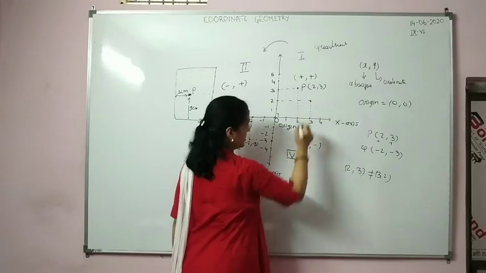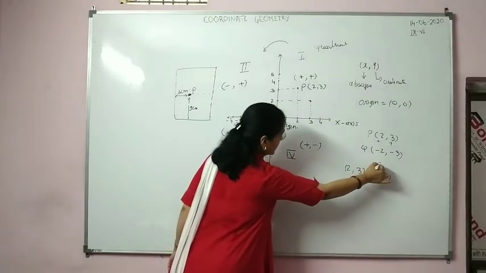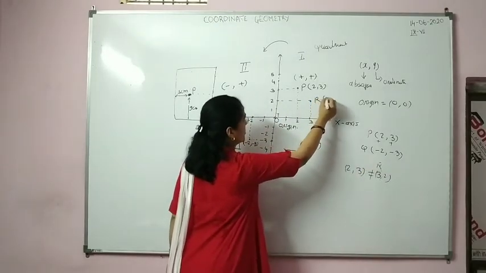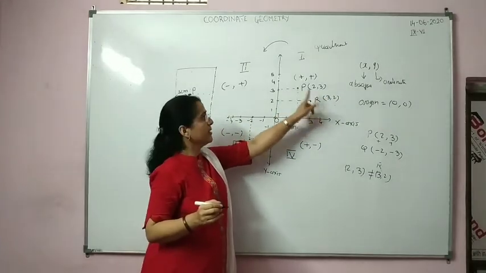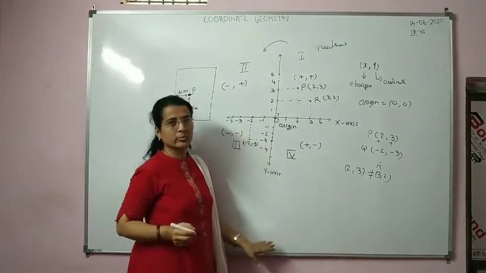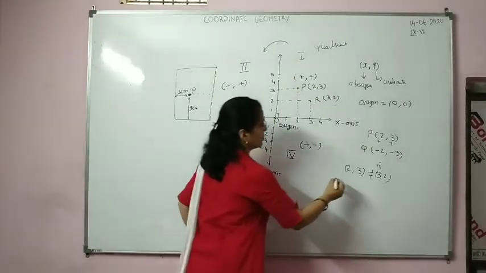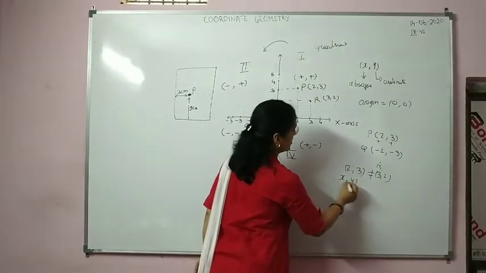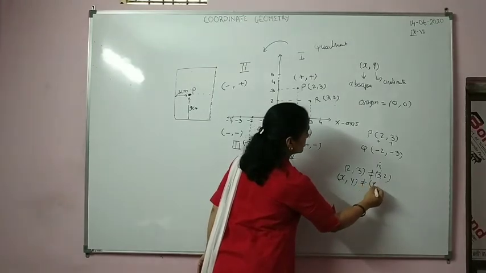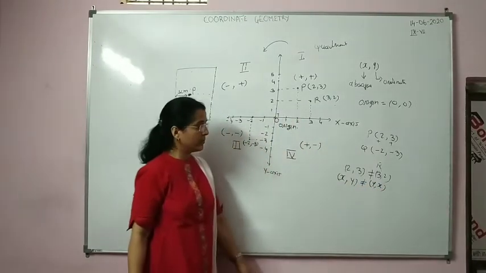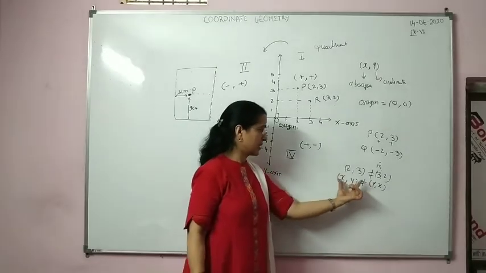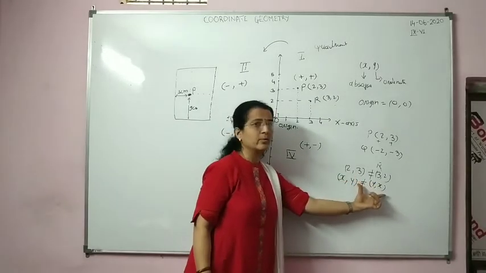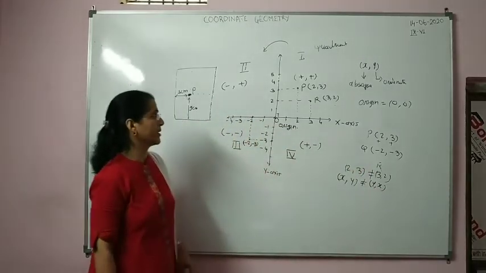So this is another point, suppose this is R, whose coordinate is (3, 2). Are they equal? (2, 3) is not equal to (3, 2). What conclusion can you draw? (x, y) is not equal to (y, x). They are equal if and only if the x coordinate equals the x coordinate and the y coordinate equals the y coordinate.